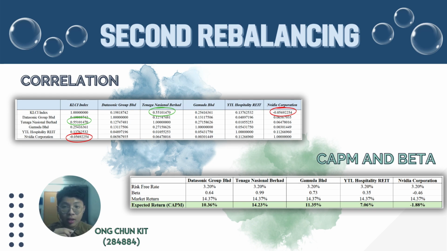NVIDIA Corporation is the only one with a negative beta value, which is negative 0.46, so it has a completely different response to market fluctuation. Compared to other securities in the portfolio, TMB maintained the largest expected return of 14.23%, while NVIDIA Corporation, which has the negative beta, has the lowest and negative expected return, which is negative 1.88%. And the reason is related to the capital flow to the different countries' capital markets.